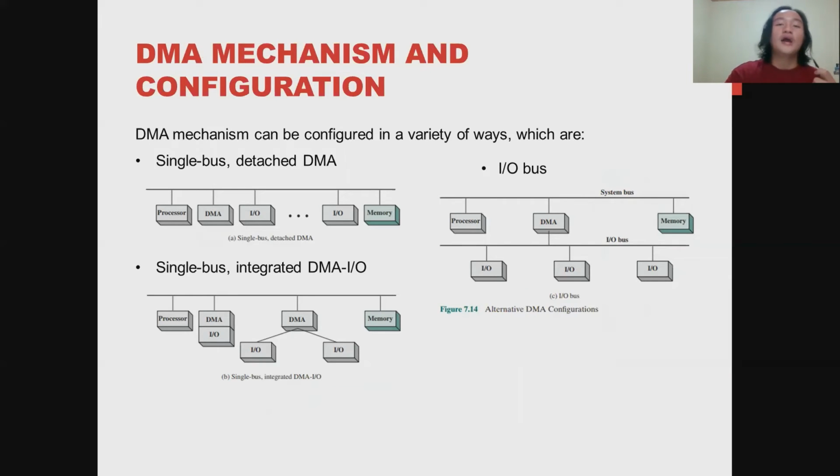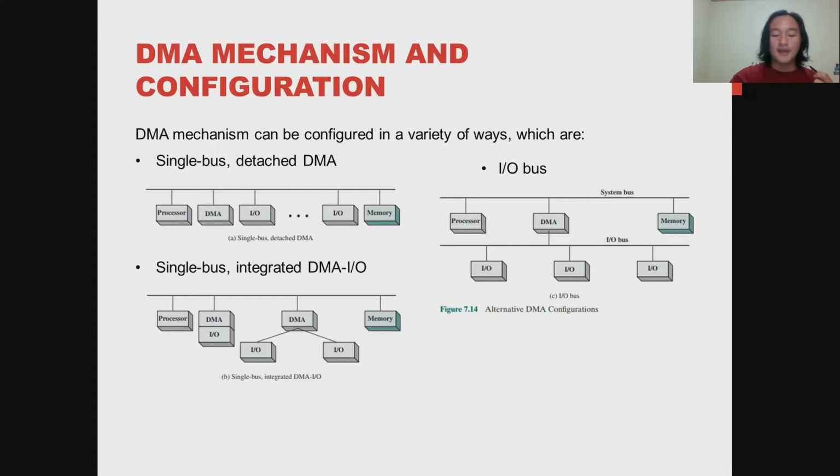DMA mechanism and configurations. The DMA mechanism can be configured in a variety of ways. The first one is single bus, detached DMA, where all modules share the same system bus. The DMA module acts as a surrogate processor, which uses programmed input-output to exchange data between memory and an input-output module through the DMA module. This configuration is inexpensive, but it is inefficient, because each transfer of a word consumes 2 bus cycles.